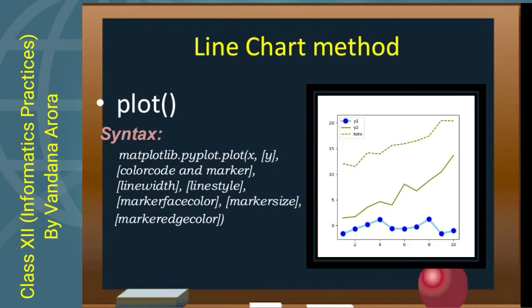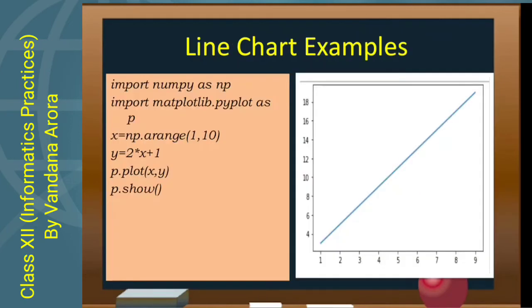Here you can see in the syntax I have used matplotlib.pyplot. I can use here p.plot if I have chosen any alias name for my library. On the parameters, I have used square brackets. You can see all the parameters have square brackets except x. It means the x parameter is mandatory to write. All other parameters are optional. Let's start the coding of plot.